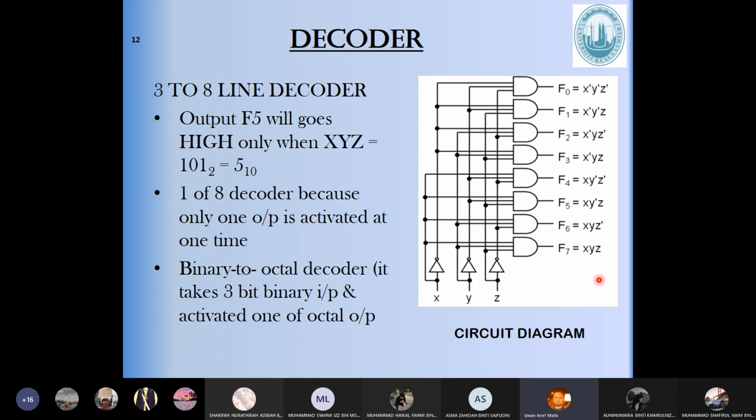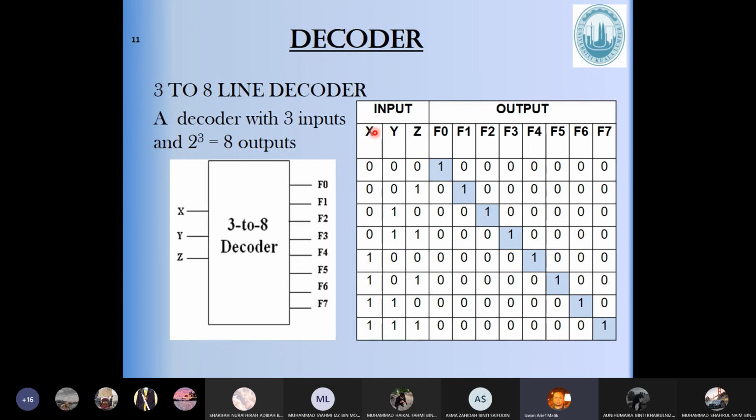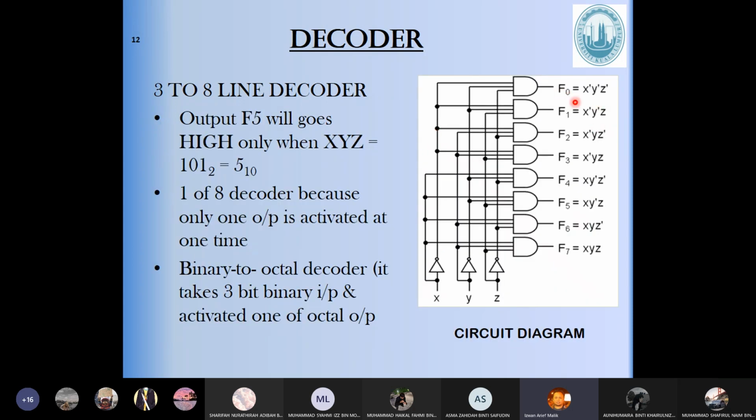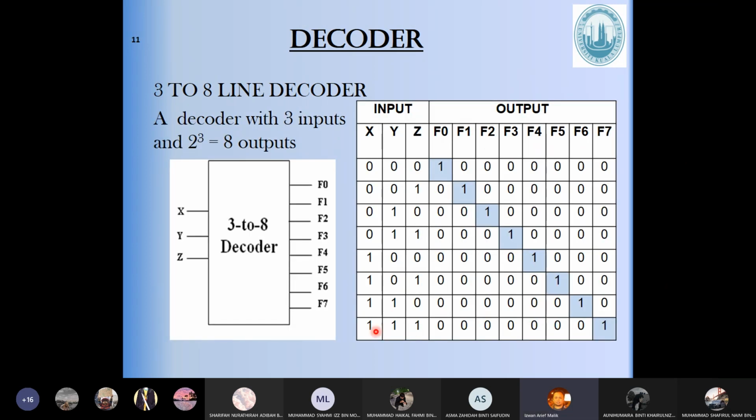Okay, so this is the Boolean expression. Basically, how do you get the Boolean expression? You just convert the X, Y, Z. If X is 0 it becomes X bar, if Y is 0 it becomes Y bar, if Z is 0 it becomes Z bar. So that's why you get F0 equivalent to X bar, Y bar, Z bar. F7 is X, Y, Z because all of them are ones.